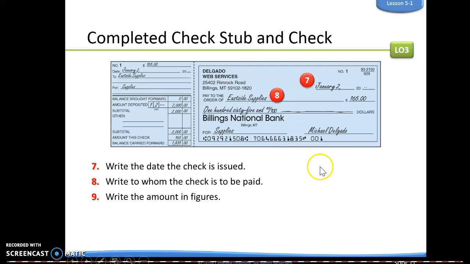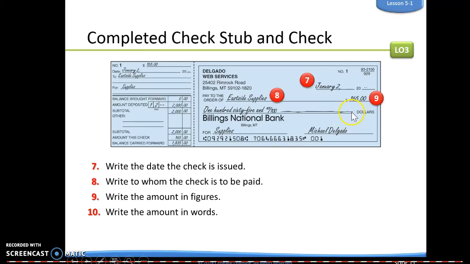Then we're going to put the dollar amount in numbers. So here we have 165. We could also write this, some of you might write it as 00 over 100. Either way works for the cents. Then we need to write the amount out in words. So here it's written as 165 and no cents is what they're saying here. So here's that 00 over 100 if they want.